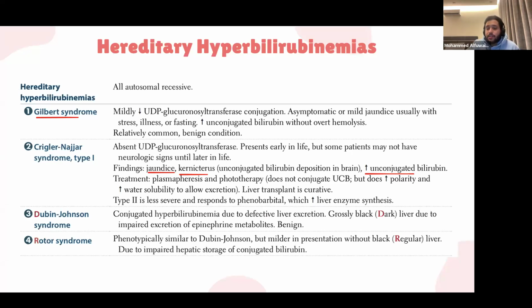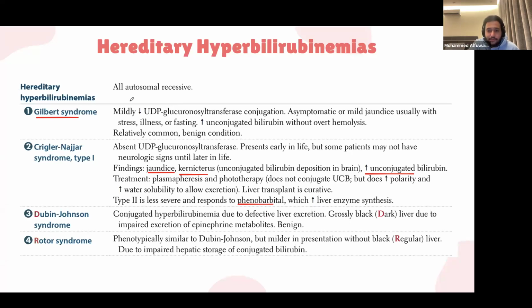However, eventually, these patients with Kringler-Najjar, specifically type 1, will lead to liver transplantation. This is the curative treatment for Kringler-Najjar syndrome. However, it is fatal and severe. There is type 2, which can be treated pharmacologically with phenobarbital, okay, which is an anti-epileptic medication. So that's basically Kringler-Najjar. Both of these, Gilbert and Kringler-Najjar, lead to unconjugated hyperbilirubinemia.